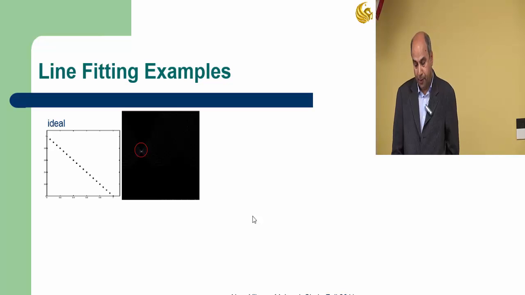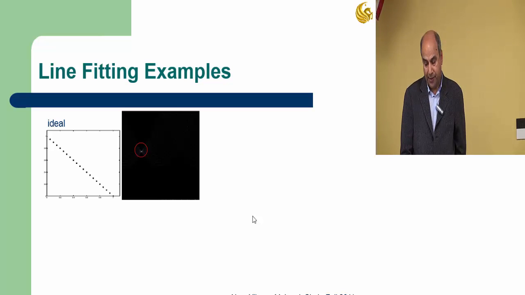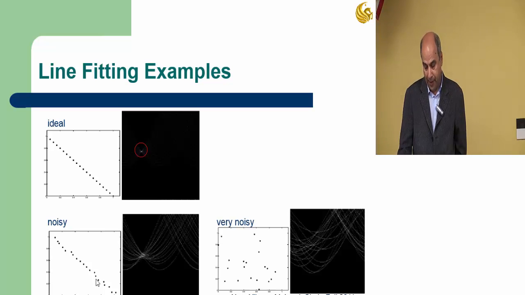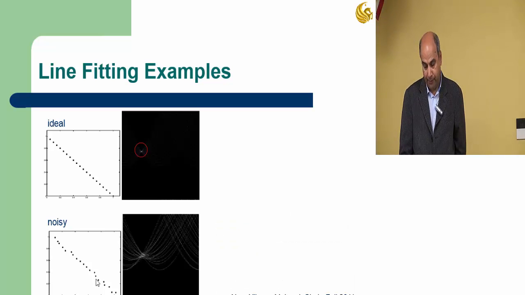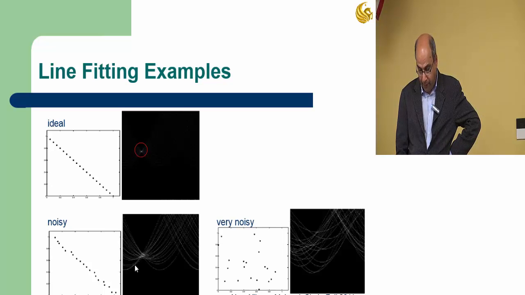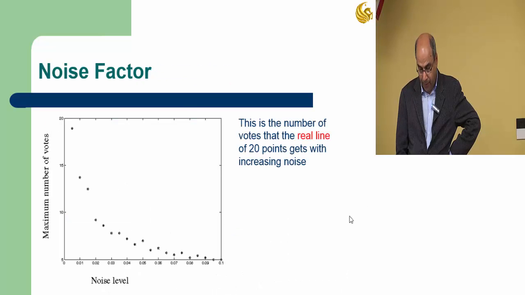So one more example now. Ideally, if the line is like this, there should be one maxima here. It's shown here. But when you add noise, then these points can be displaced, and then the accumulator array may look like that. As you see, this doesn't have just a single point maximum. There are several points here, and then if you add even more noise, it becomes like that, and that is the problem.